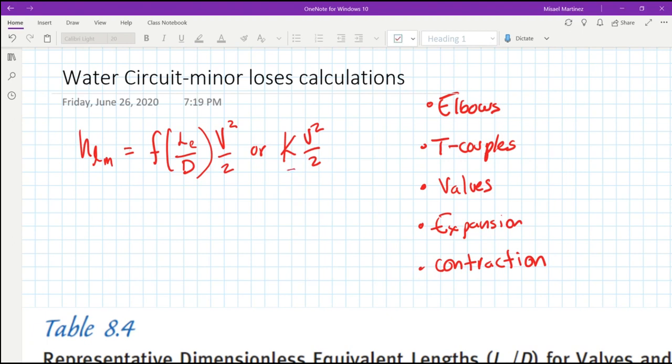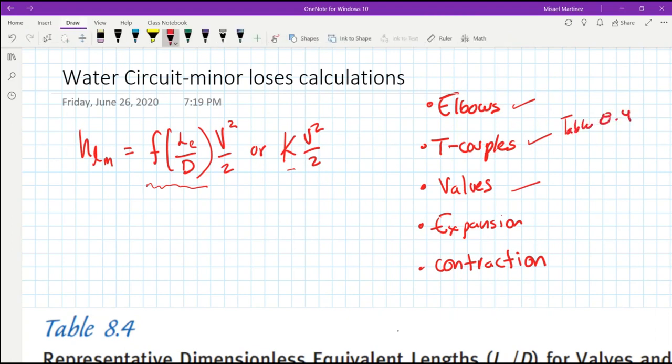So this K is nothing but just a substitution of the f and the L over D terms, but both of them are pretty much the same formula, used just for different fittings. So the first part of the formula, using the equivalent length, you're gonna use it for the elbows, the T-couples, and the valves, and you'll find it using table 8.4. For the second part, the one with the K, you're gonna use that one for the expansion and the contraction using figure 8.15. And both of them are given on Blackboard and they're really easy to follow.